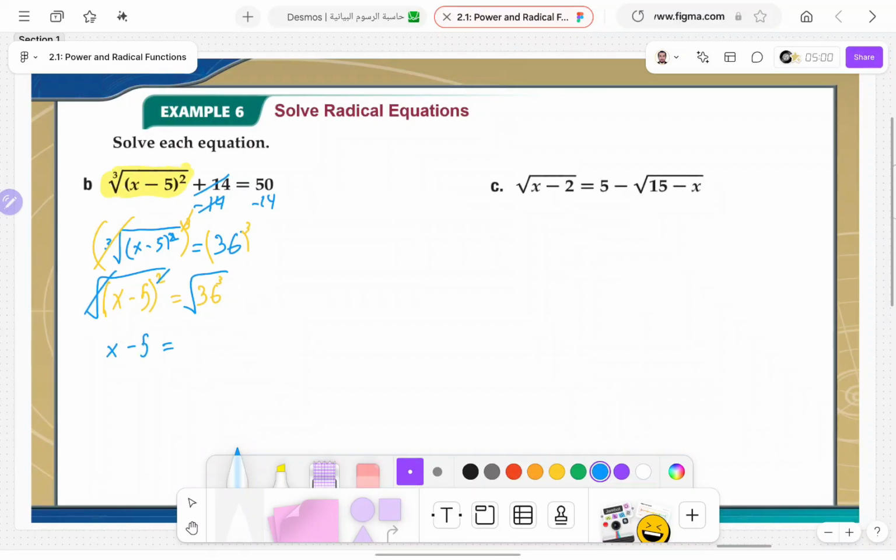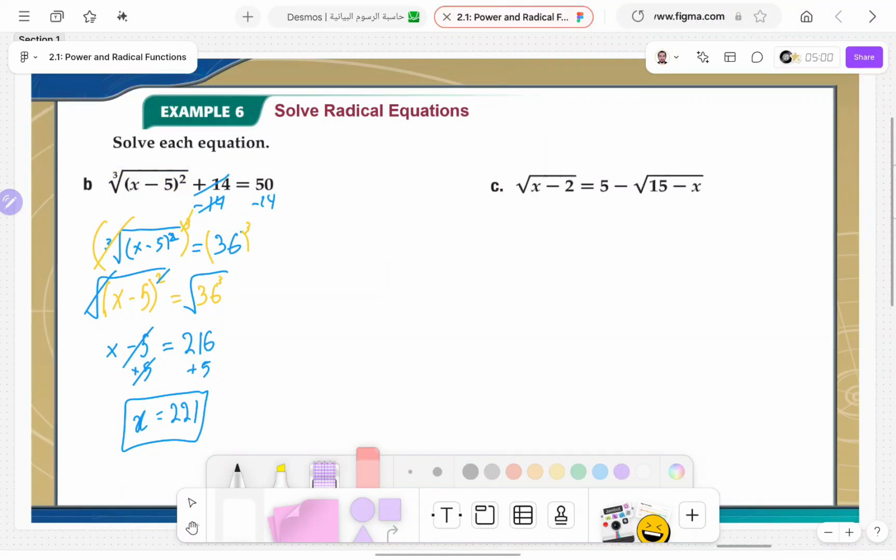the square root of 36 to the power of 3, which I think is equal to 216. Now if I add 5 to both sides, the answer is x equals 221. So x is equal to this. Now if you need to make sure that your answer is correct, you can just take this x, 221, and plug it in instead of this x, and then you get 50 equals 50. I hope you understand this.